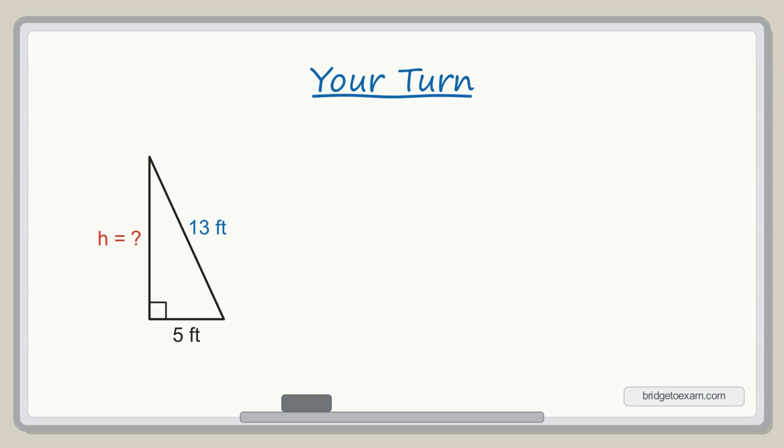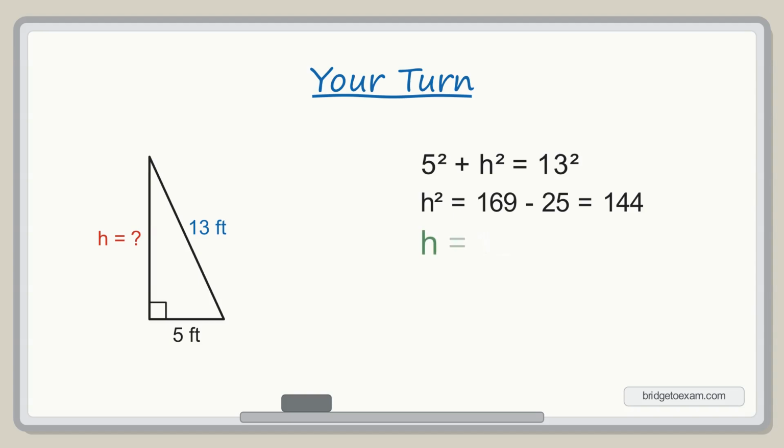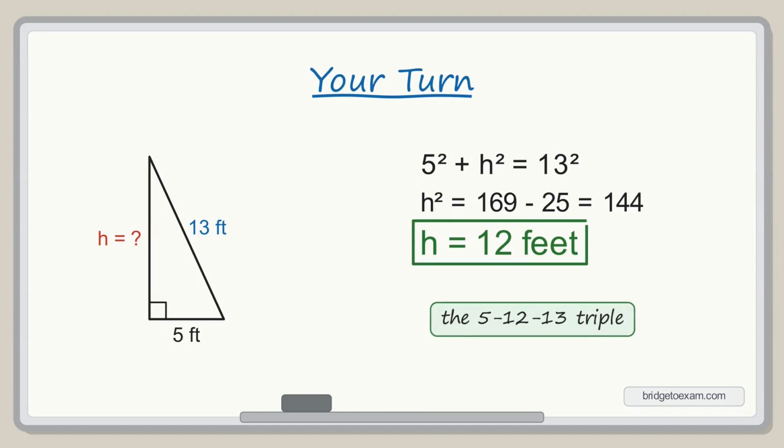The wall, the ground, and the ladder form a right triangle, with the ladder as the hypotenuse. So 5 squared plus h squared equals 13 squared. That means h squared is 169 minus 25, which is 144. The square root of 144 is 12, so the ladder reaches 12 feet. Notice this is just a 5, 12, 13 triple.